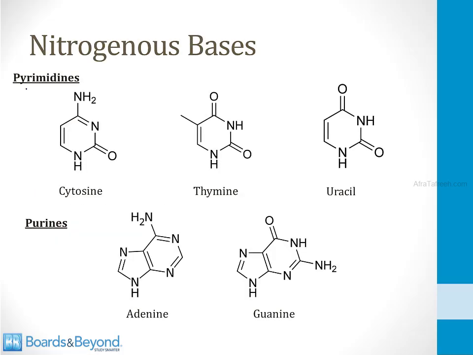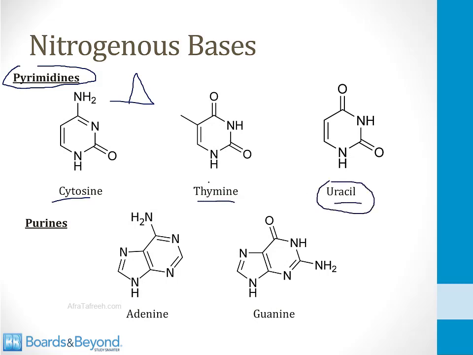DNA and RNA contain nitrogenous bases. Some of these bases have one ring. Those bases are called pyrimidines. I've always remembered this by thinking of a pyramid as a single structure, and therefore the pyrimidines have a single ring. Cytosine is one of the pyrimidines, so is thymine, and so is uracil, and you may know that uracil is found in RNA but not DNA, and thymine is found in DNA but not RNA.